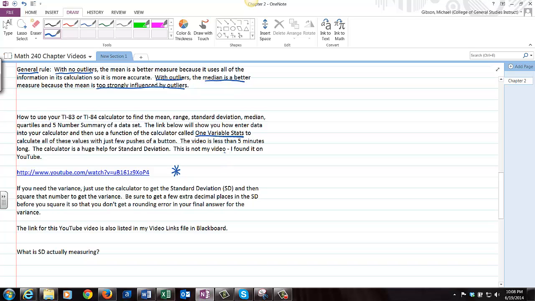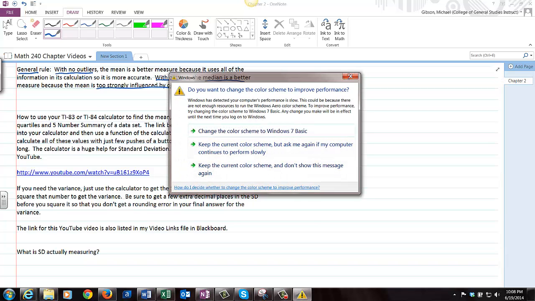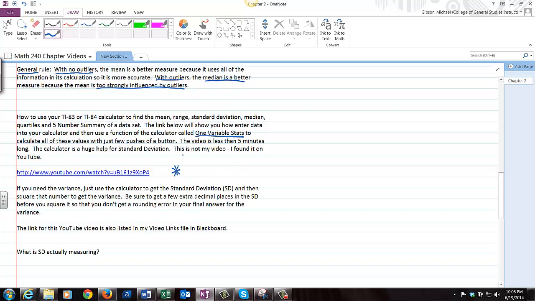Actually, first it goes through showing you how to enter the data points into the right place in your calculator, and then you do the one variable stats function. The whole video is less than 5 minutes. It'll show you how to find all of that stuff. If you pay attention, you can see real clearly on the video which buttons to keep pushing. All right. So that's what I recommend that you do with that.